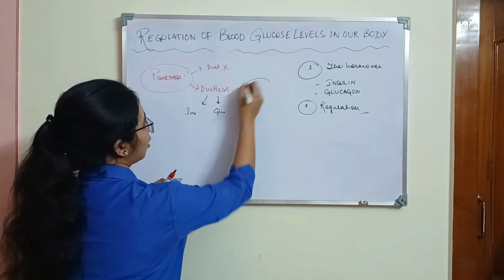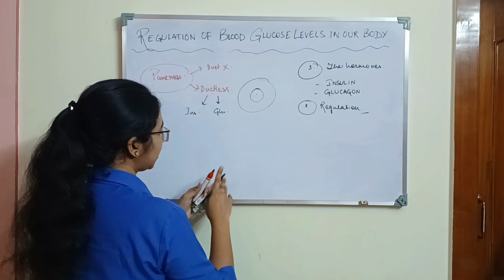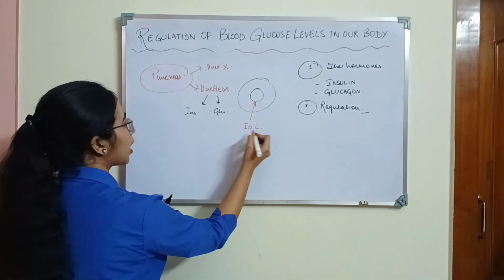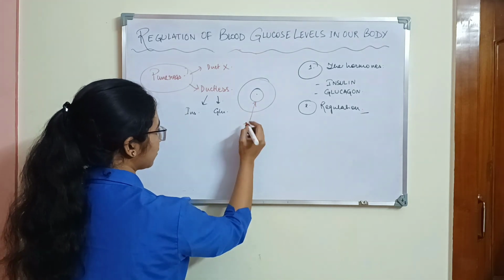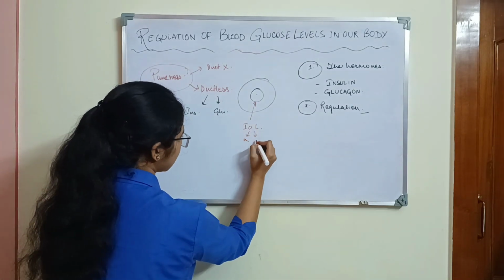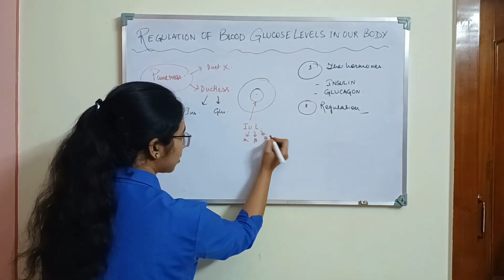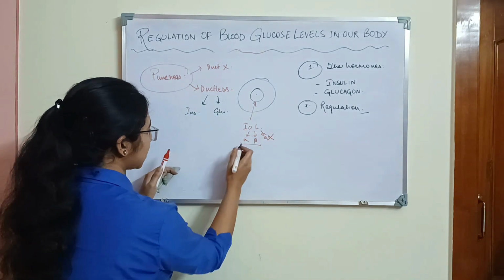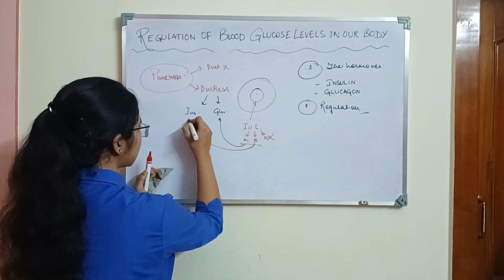In pancreas we have got a group of specialized cells known as islet of Langerhans. IOL I have mentioned. Islet of Langerhans. This group of cells has got two kinds of specialized cells, alpha and beta. The delta, the third one, we are not considering. So alpha and beta. Alpha cells secrete glucagon, beta cells secrete insulin.